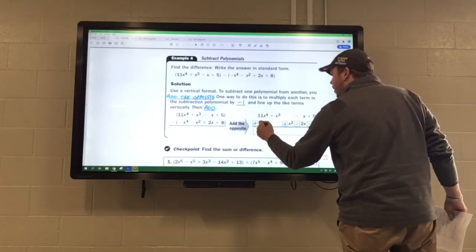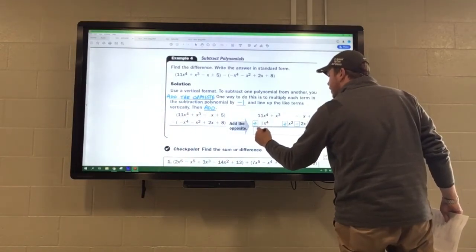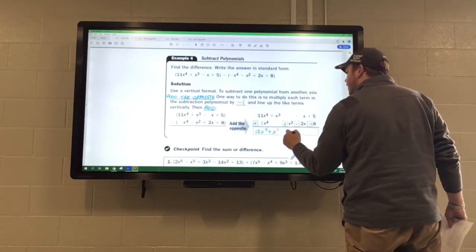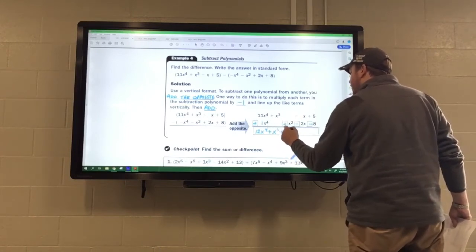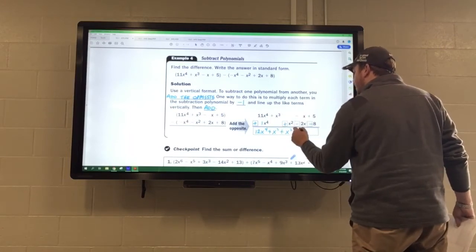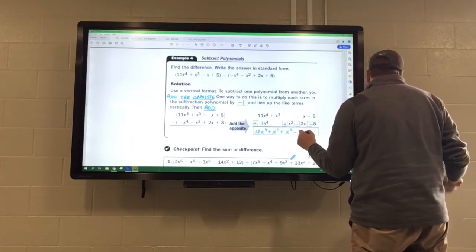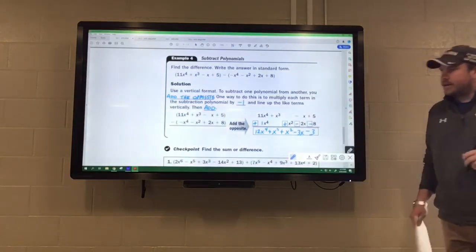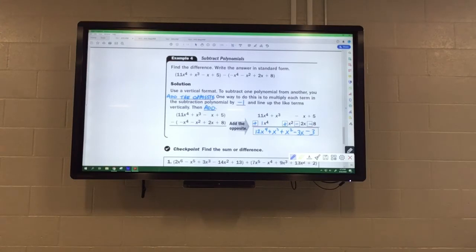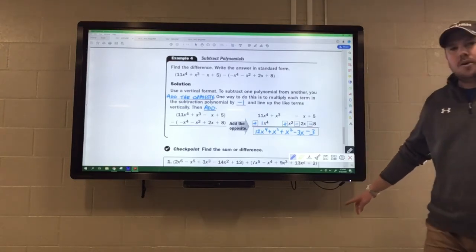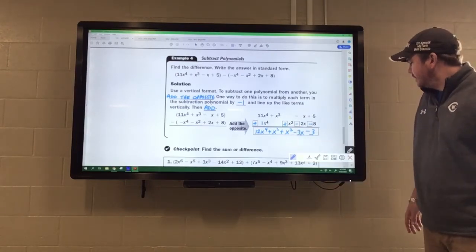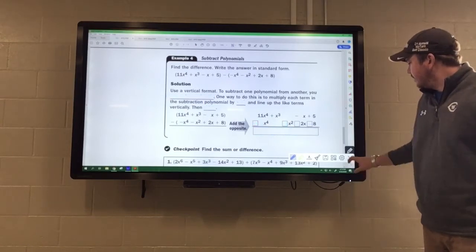11x to the fourth plus 1x to the fourth is 12x to the fourth. X to the third plus nothing else is just an x to the third. Nothing plus x squared is just x squared. Negative x plus negative 2x is negative 3x. And 5 plus a negative 8 is negative 3. Alright? So that's how we would do this using the vertical format. In the checkpoint problem below, I'll show you how to do this using the horizontal format. But first, let's look at the first checkpoint.